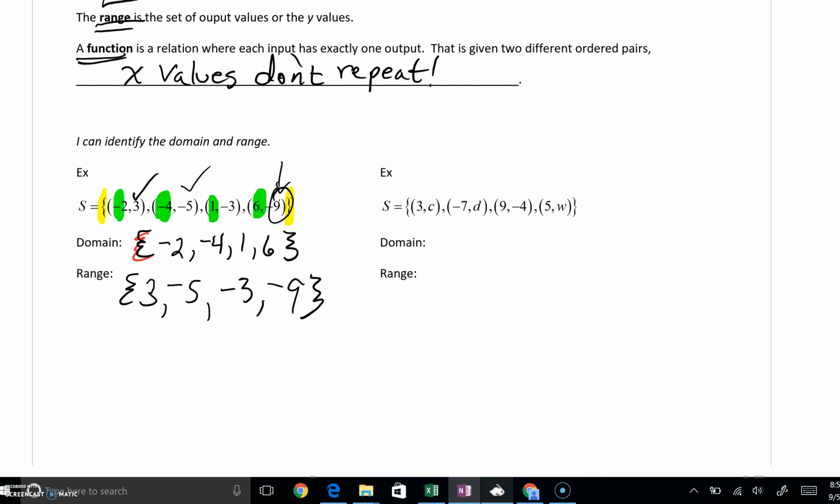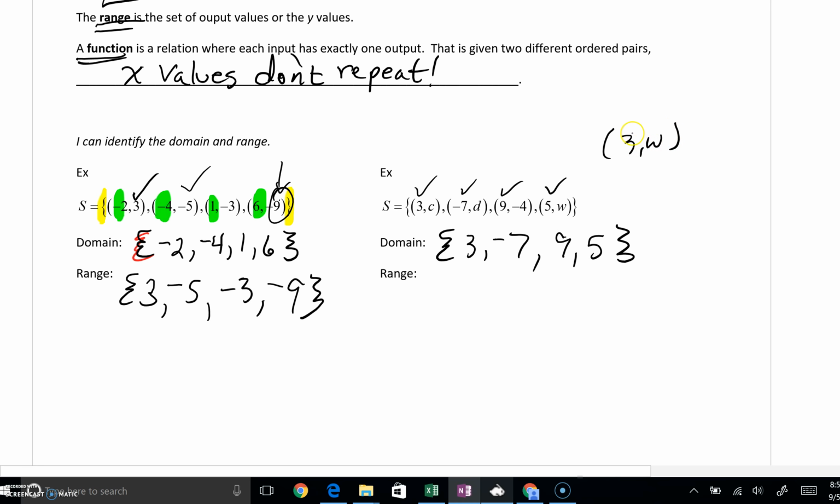Real fast, guys. Just want to show you that your next example, things can look a little bit different. What do you think your domain's going to be here? What numbers do we have for our domain? 3. What else? -7. What else? 9 and 5. Now, look, if we would have had this last point instead of 5W, if it would have been 3W, like I said, you don't write the 3 down a second time, right? How about your range? What do we have there? C, D, -4, and W.